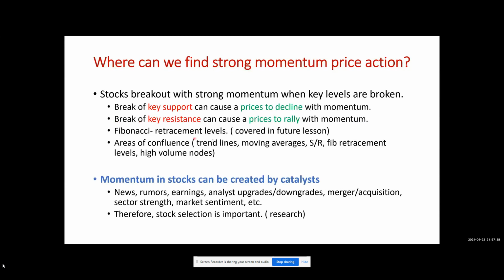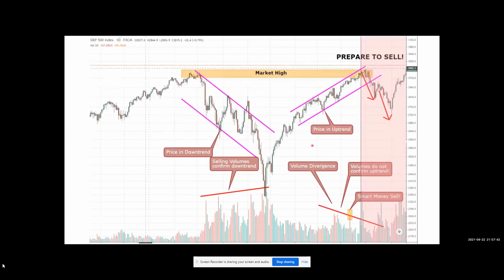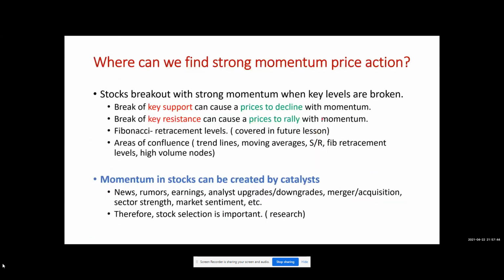Fibonacci retracement levels, I will cover this in a future lesson, are areas in a chart somewhere in the middle, right? Those are areas that will also attract strong volume. When there is volume, there is a chance of momentum, and all of us just want momentum, right?